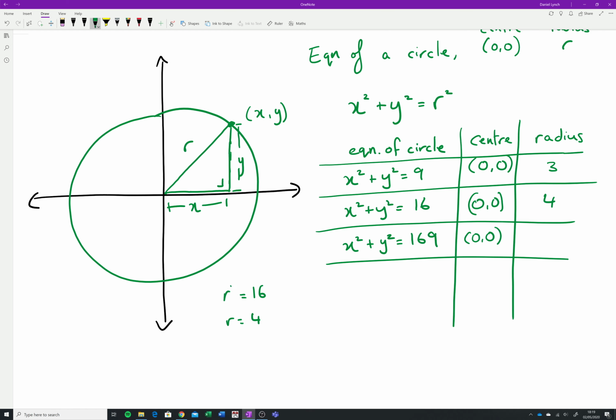If you've got r squared is equal to 169, you will know, perhaps off by heart, that the square root of 169 is 13. So we've got a radius of 13. Okay. Do another one. X squared plus y squared is equal to, we'll say 100. You will be able to say straight away, center is 0, 0, and the radius is the square root of 100, or 10.